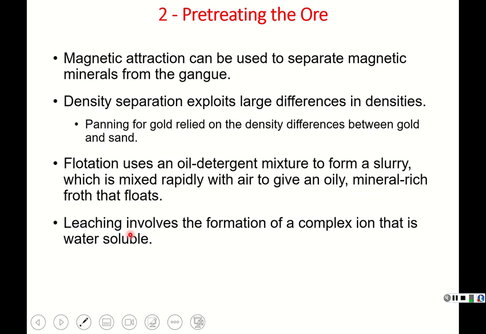Okay, so we won't really talk about the mining, the first step. That's really outside of the scope of this class. But once you have an ore, how do you treat it? So this is the second step.